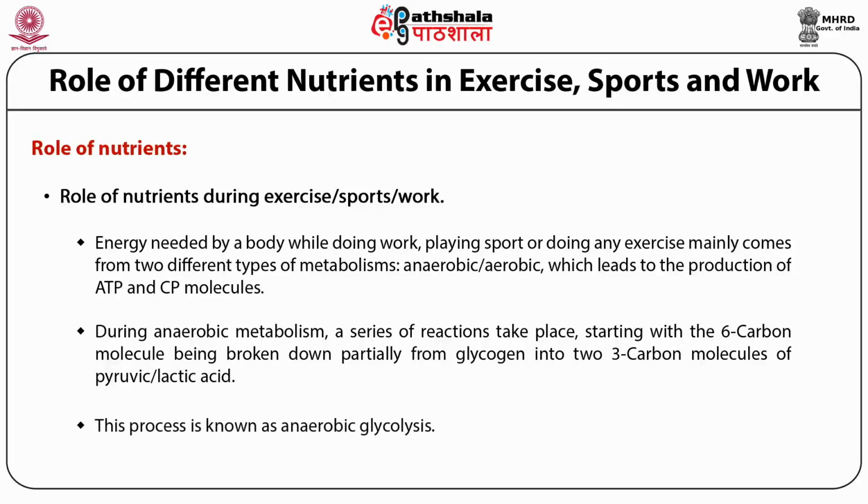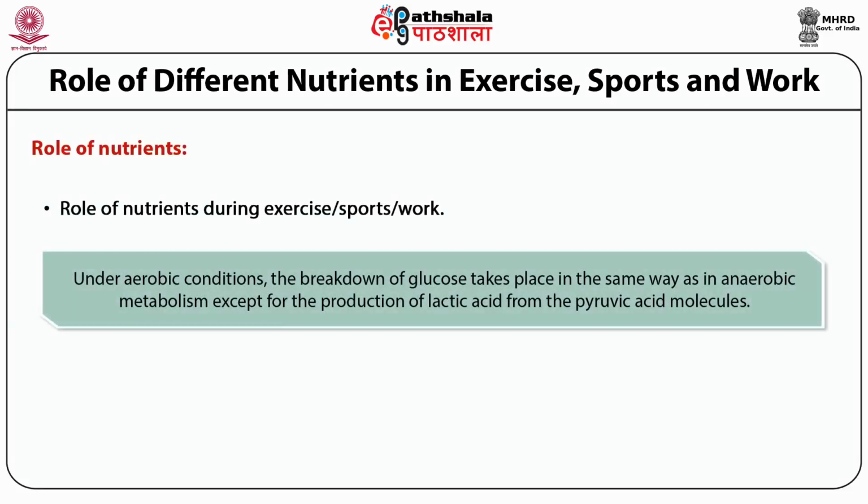This process is known as anaerobic glycolysis. Since all these steps take place in the absence of oxygen, hence it is known as anaerobic glycolysis. It results in the production of only 2 ATP molecules. Under aerobic conditions, the breakdown of glucose takes place in the same way as in anaerobic metabolism, except for the production of lactic acid from the pyruvic acid molecule.